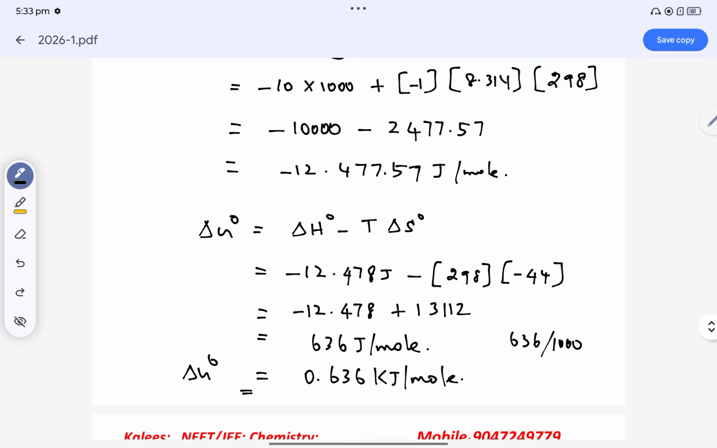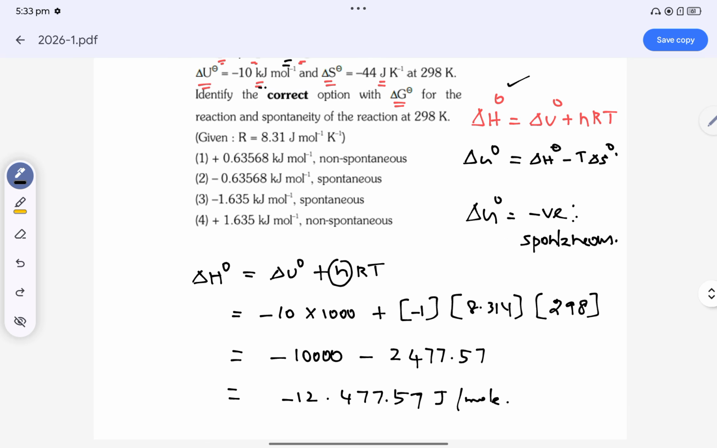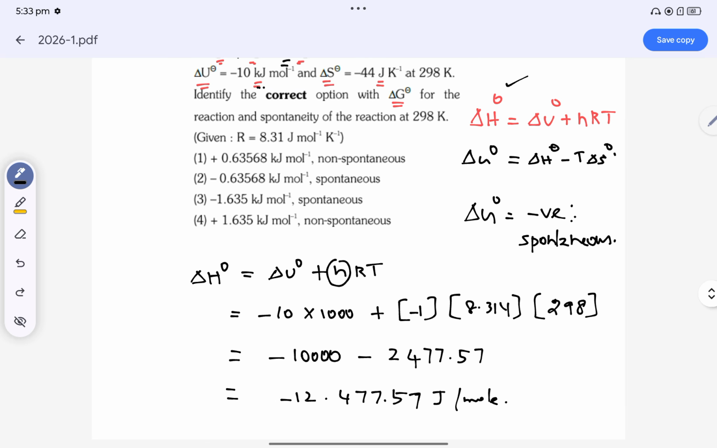Very, very important note, my dear students: the delta G value is found to be positive. Once the delta G value is negative, we may say it is spontaneous, but positive stands for non-spontaneous. The option goes to 1.